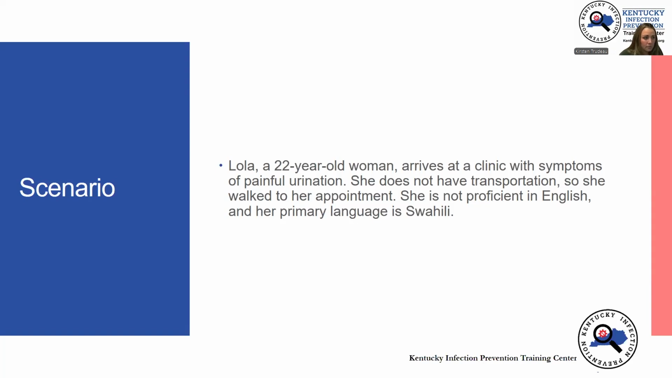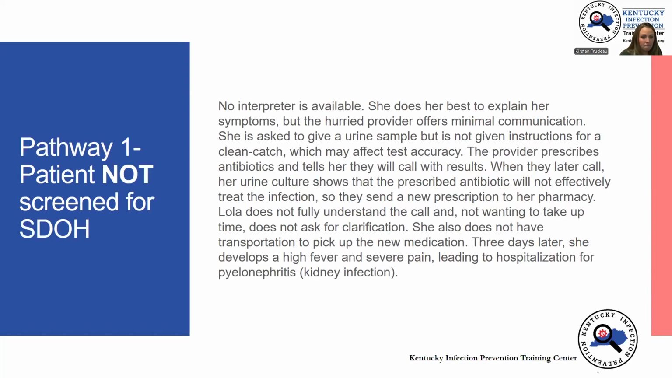Transportation and language. Yep. So for pathway number 1, insurance. Yep. For pathway number 1, she was not screened for social determinants of health. So she gets there and there's no interpreter available. She does her best to explain her symptoms, but the hurried provider offers minimal communication.